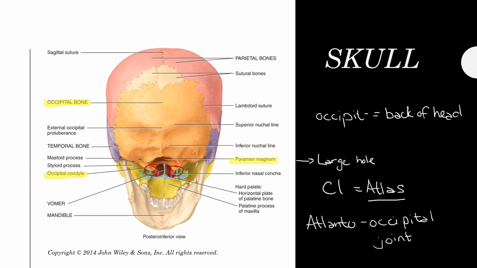And this joint actually allows you to nod your head up and down, in a fashion like you're saying yes. So it's kind of like the yes joint, the atlanto-occipital joint. So it allows you to nod your head yes.